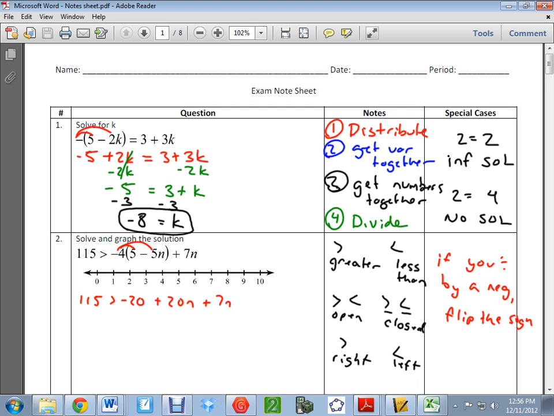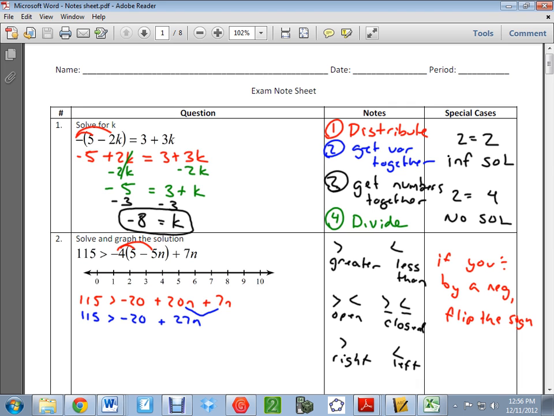The next step says to get your variables together. In order to get the variables together, do I have to add or subtract from both sides? No, I just combine like terms. 115 is greater than negative 20 plus 20n plus 7n, which is 27n.